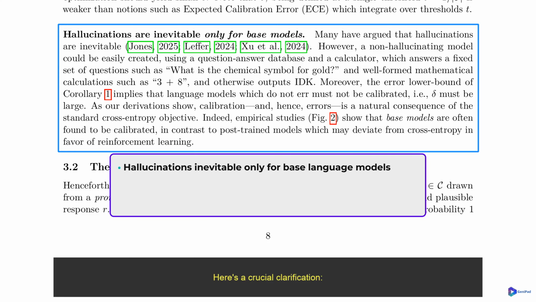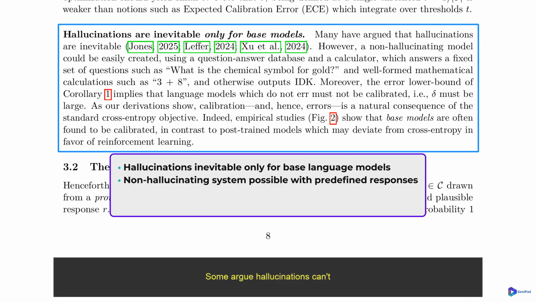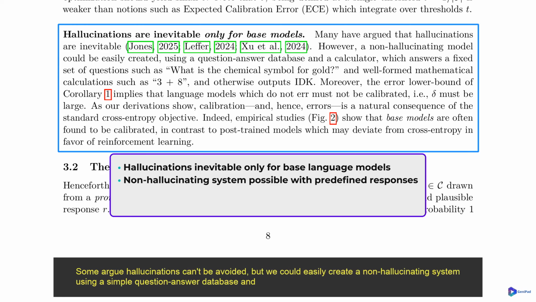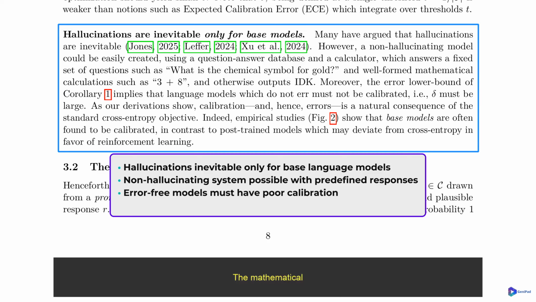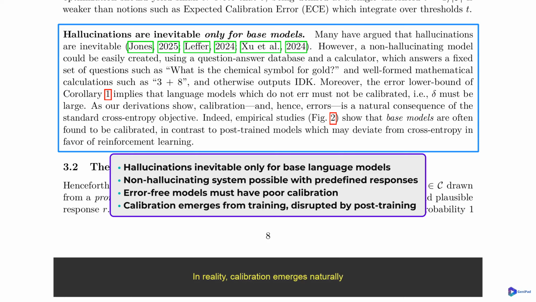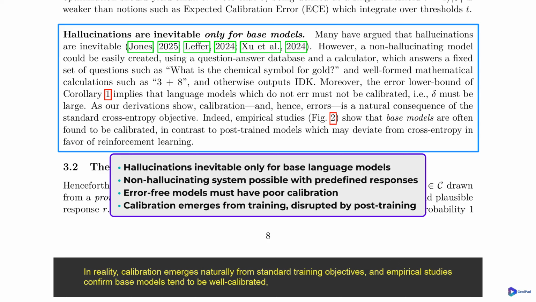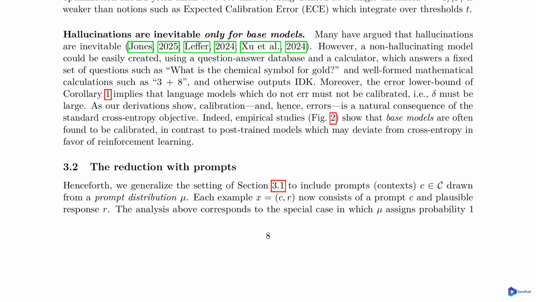Here's a crucial clarification. Hallucinations are only inevitable for base language models, not all artificial intelligence systems. Some argue hallucinations can't be avoided, but we could easily create a non-hallucinating system using a simple question-answer database and calculator that only responds to predefined queries and otherwise says, "I don't know." The mathematical proof shows that error-free language models must be poorly calibrated with large delta values. In reality, calibration emerges naturally from standard training objectives, and empirical studies confirm base models tend to be well calibrated, unlike post-trained models that may sacrifice calibration for other goals through reinforcement learning.